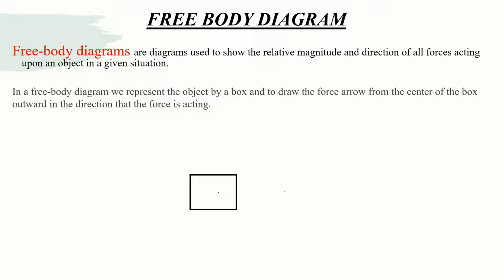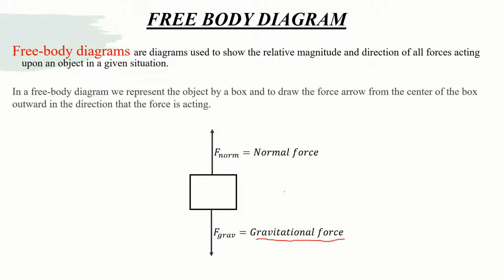Now, for our object, we have at least 4 forces that can affect this body. The first one is called the normal force. This force is the force that acts on the surface. So, normal force always acts upwards. The next force is the gravitational force, or we can say the weight acting on the object. It always acts downwards. This is the force that pulls the object down.